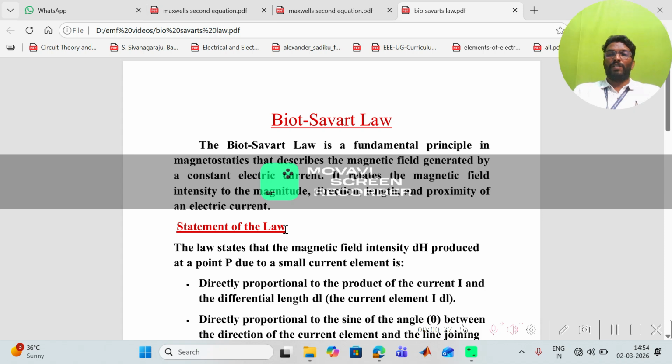And today, we are going to unlock the secret formula that describes exactly how moving charges create magnetism. This formula is one of the cornerstones of electromagnetism and it is called Biot-Savart's law. So, this law is a fundamental principle in magnetostatics that describes the magnetic field generated by a constant electric current. It relates the magnetic field intensity to the magnitude, direction, length, and proximity of an electric current.